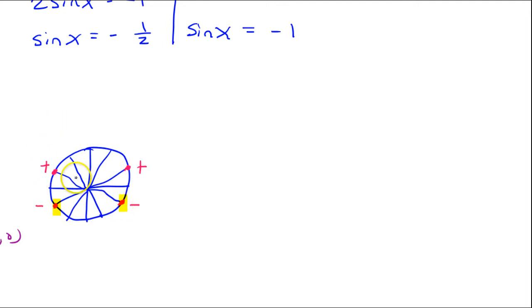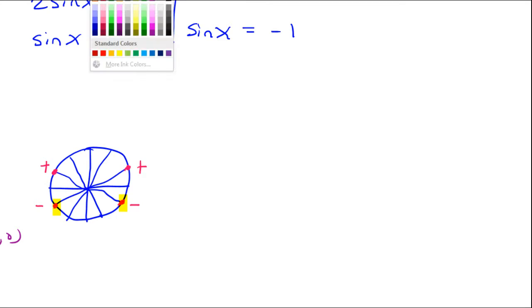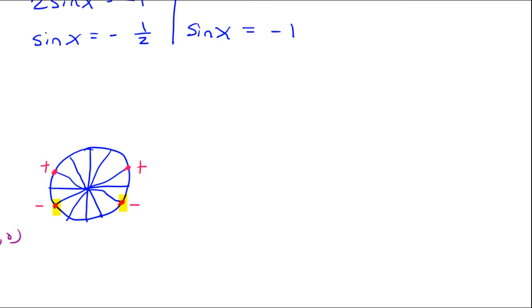So these angles are called, let's see, so this would be 7 pi over 6, so that's going to be one solution. So 7 pi over 6, because this would be 6 pi over 6, 7 pi over 6. All the way around would be 12 pi over 6, so this is 11 pi over 6.